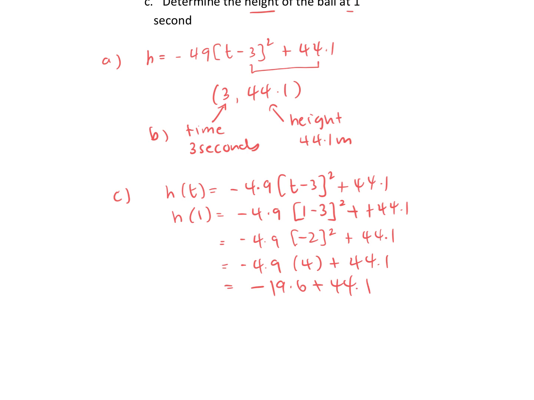And that gives us an answer of 24.5 meters, which is the height at 1 second. So if you have the equation, and especially if it's in vertex form, it's pretty easy to find the answers of maximum height and the time it occurs.